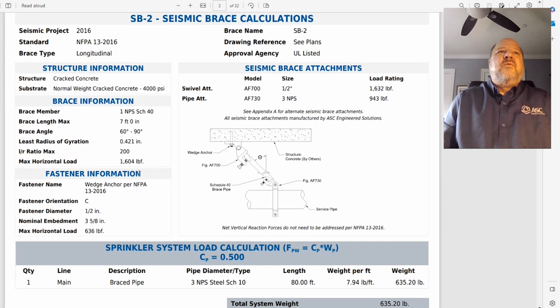Brace 2. This was the one that was done to concrete. So again, this stuff is the same as before. AF700. That's its load value. The AF730 for 3-inch pipe. This is a longitudinal brace. It's good for 943 pounds. My particular structure here was cracked concrete, normal weight, 4,000 pound. And here's my NFPA information about the sway brace pipe I used.